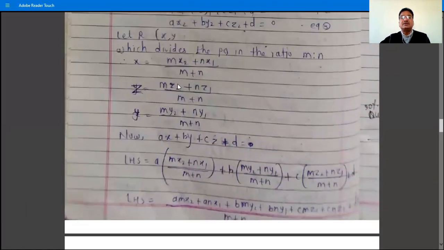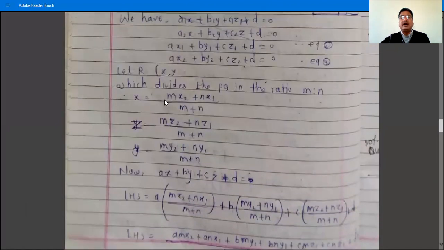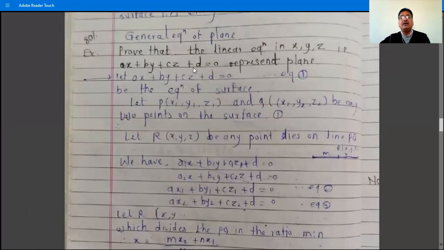That is, the coordinates of point R satisfy the equation ax + by + cz + d = 0, which means point R lies on this surface, and R is any point that lies on the line PQ. So we say every point of line PQ lies on the surface 1, which means line PQ wholly lies on the surface, equation number 1, and hence equation number 1 represents a plane.